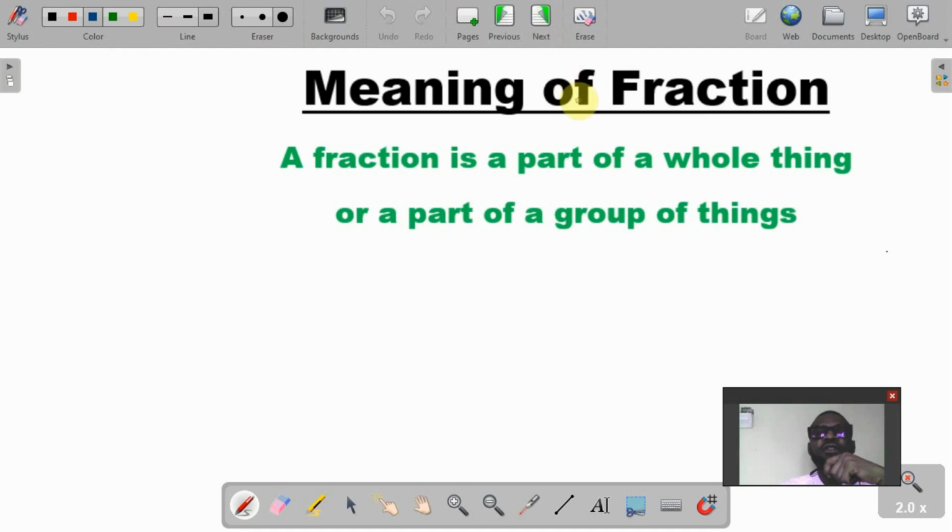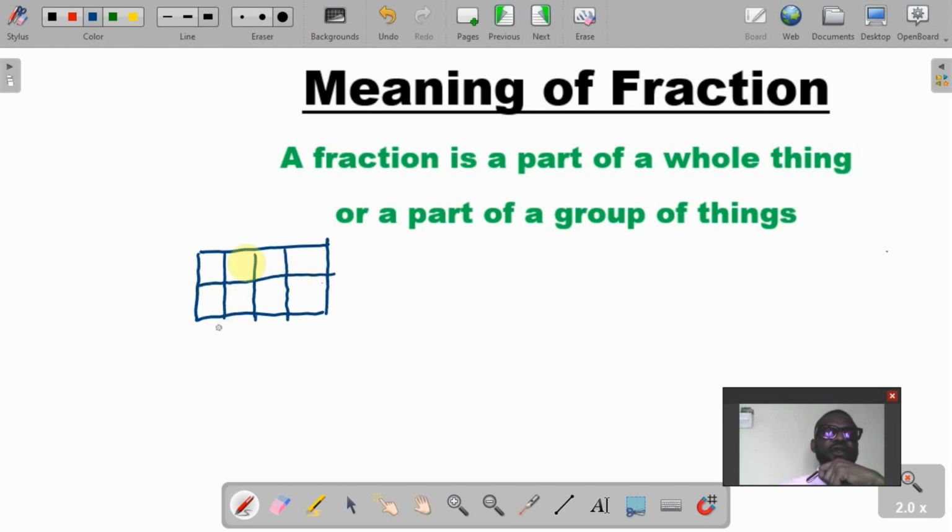Okay, now what is the meaning of fraction? Fraction is just like a part of a whole thing or a part of a group of things. So maybe I have a square or a rectangle like this, and I divided this rectangle into different parts. 1, 2, 3, 4. Okay, now look at it. I've divided it into 8 parts.